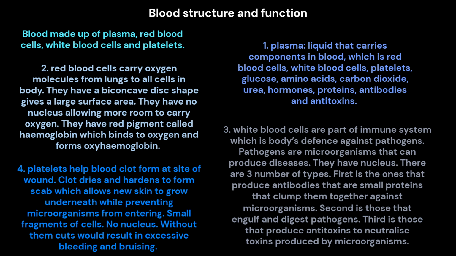4. Platelets help a blood clot form at the site of a wound. The clot dries and hardens to form a scab, which allows new skin to grow underneath while preventing microorganisms from entering. They are small fragments of cells with no nucleus. Without them, cuts would result in excessive bleeding and bruising.